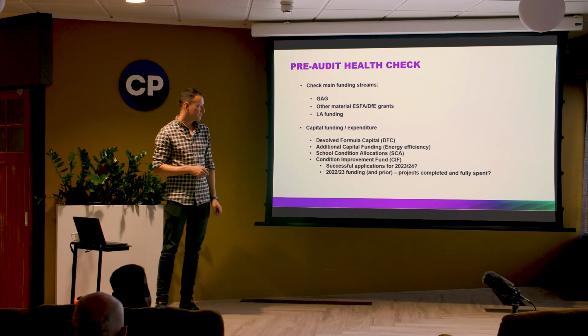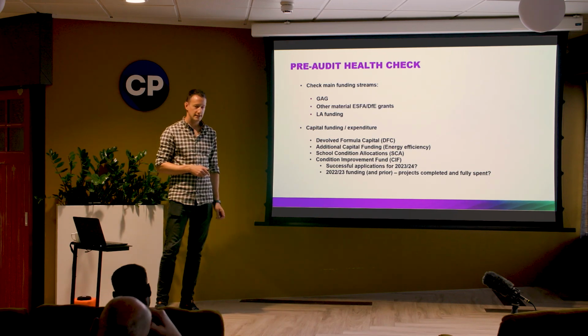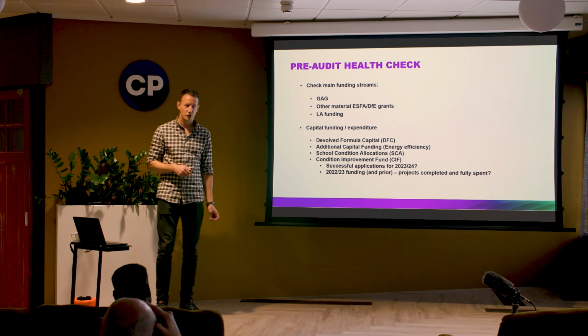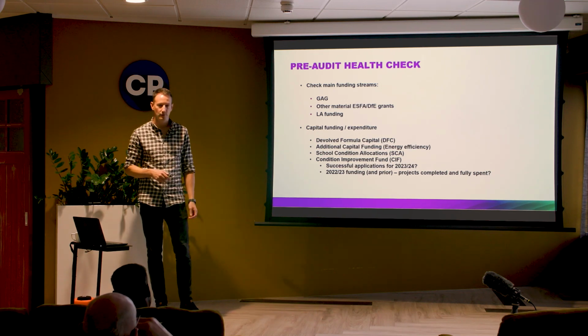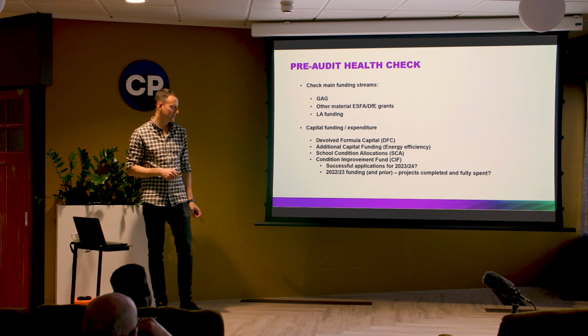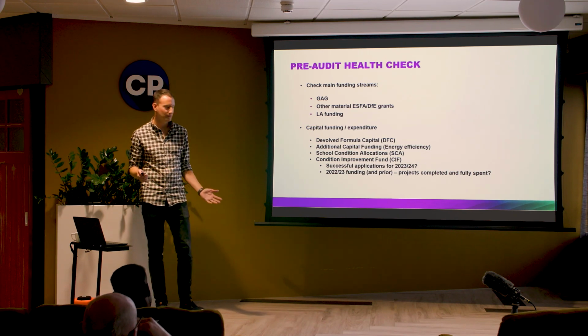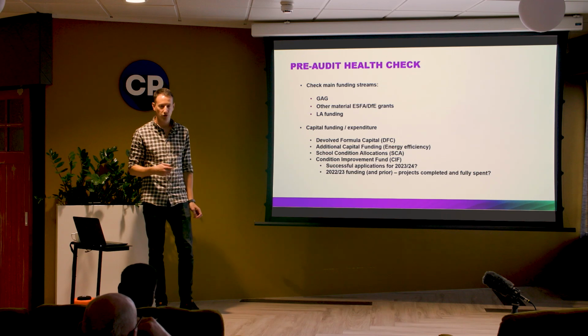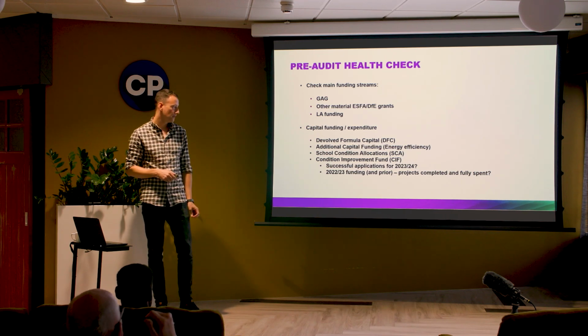The condition improvement fund, so the SIF, have you had any applications this year? Have you been successful with any grants? And if so, have you then accrued the full amount of that SIF income within your trial balance? Obviously at the end of August, even if you haven't received it yet, which you won't have done, you still need to accrue all of that income and recognise it within the accounts, so making sure that's been completed.